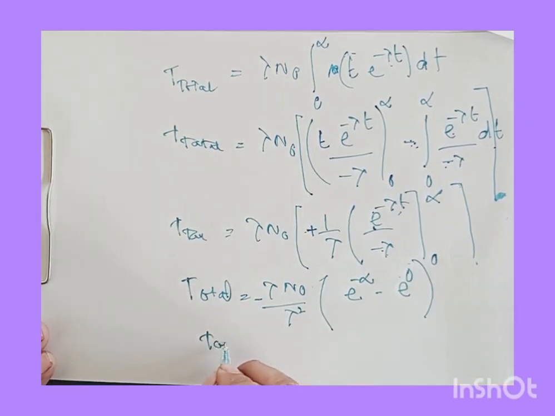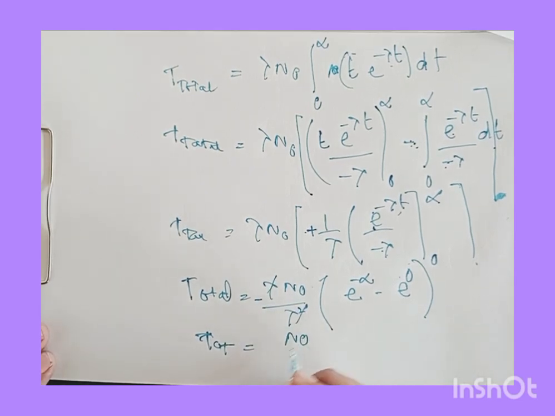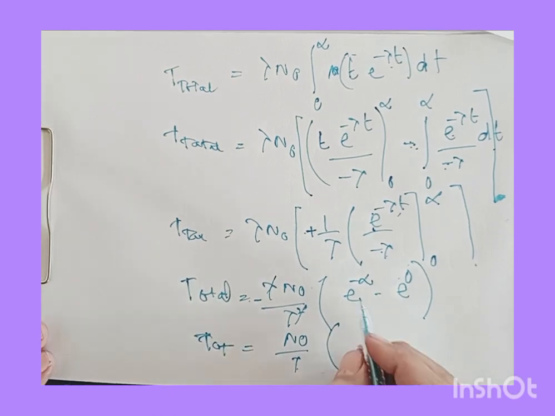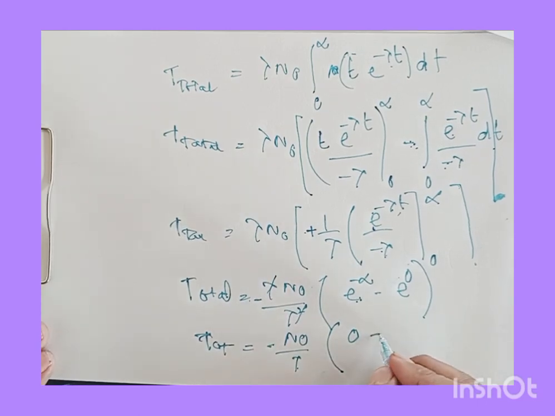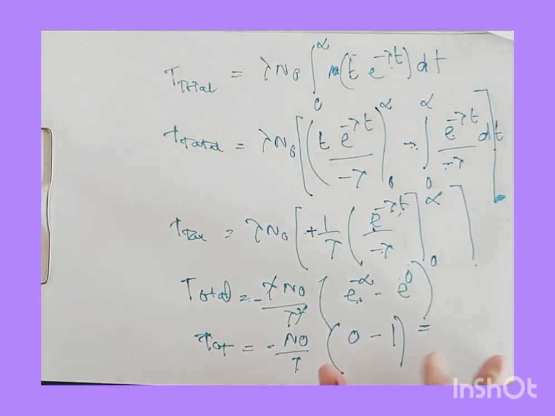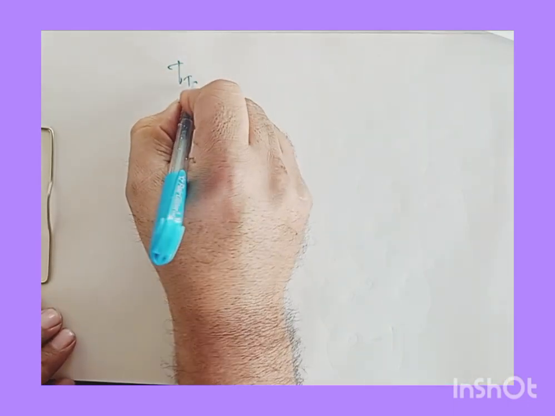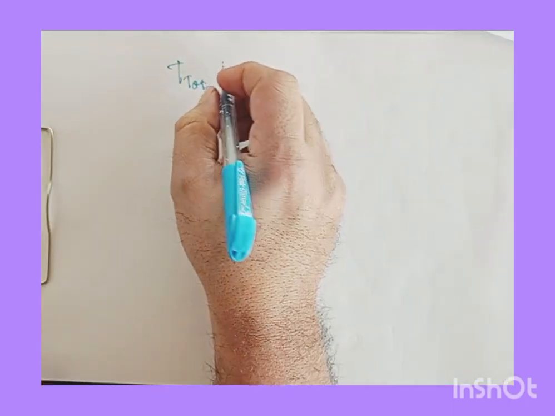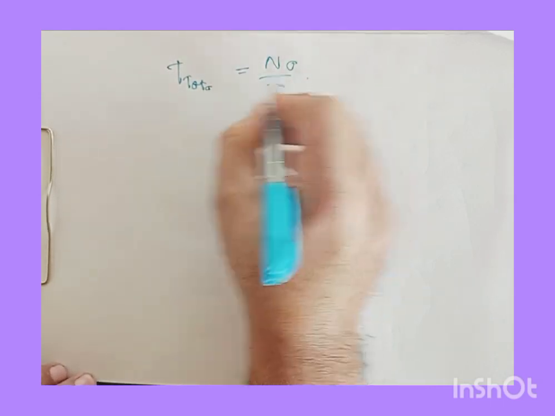So T total, we will have this square and this will go. So this is N0 by lambda. Now this is minus outside. So what will happen? This thing is 0, this is 0, minus is outside, minus e to the power of 0 is 1. So this T total that we have got is the total time, the sum of all the lives lived by all the nuclei, and that is coming out to be N0 by lambda.